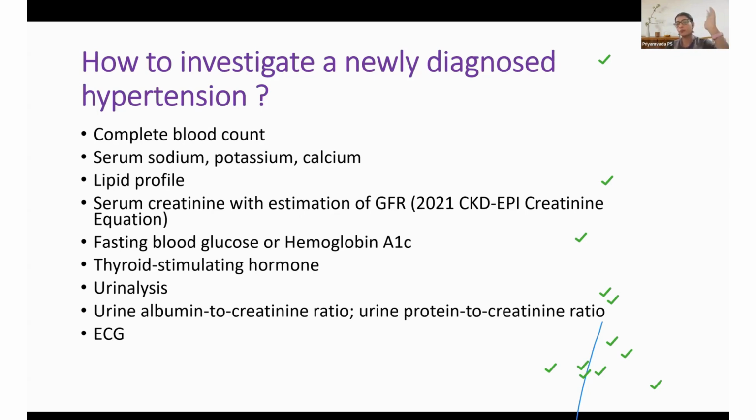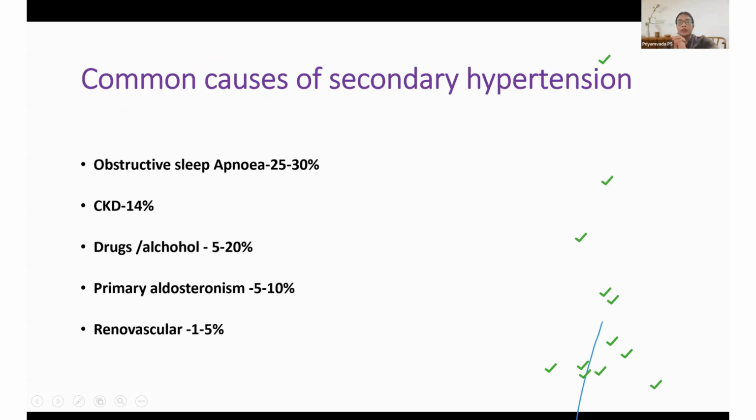We don't have a population validated equation in the Indian population, so we have to use the 2021 CKD-EPI creatinine equation. Then either a fasting blood glucose value or hemoglobin A1C, thyroid stimulating hormone, urine analysis, and urine albumin creatinine ratio if feasible, but if that is not feasible, at least a urine protein to creatinine ratio should be done, and an ECG. And always look for secondary causes of hypertension. There are certain secondary causes which are fairly common, and that should be looked for in almost everyone that comes to you.